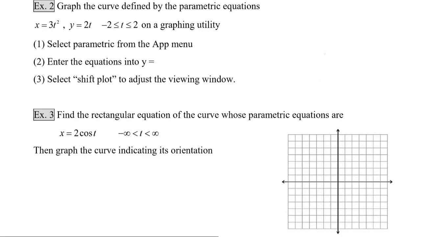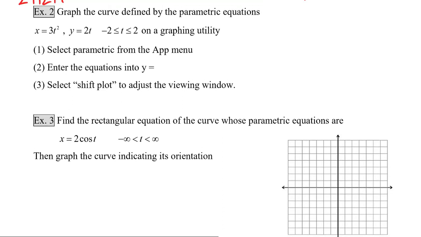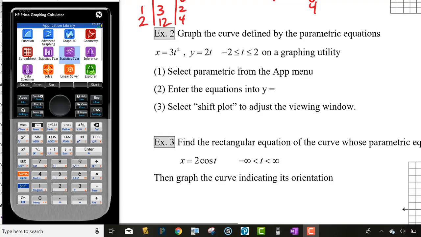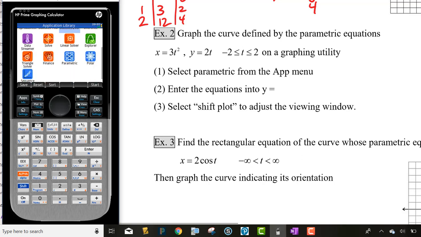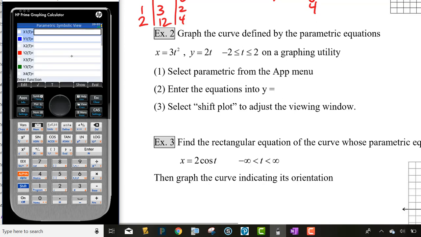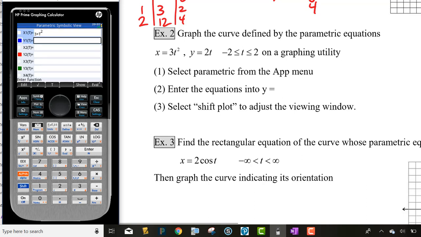Example 2, it says graph the curve defined by the parametric equations, the same ones that we did in example 1, but they want us to do this on a graphing utility. So I've pulled up my HP Prime calculator, and the first thing we need to do is select parametric from the app menu. So if I scroll down, parametric is down here. And then I'm going to enter the equations into y equals. And I am going to say that x is equal to 3t squared, and y is equal to 2t.